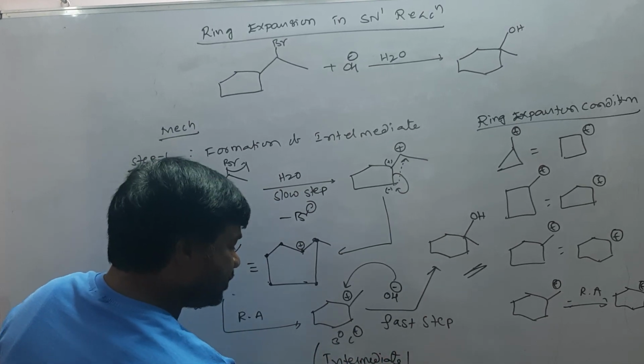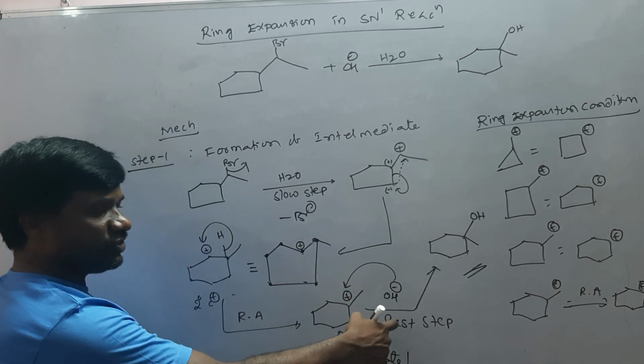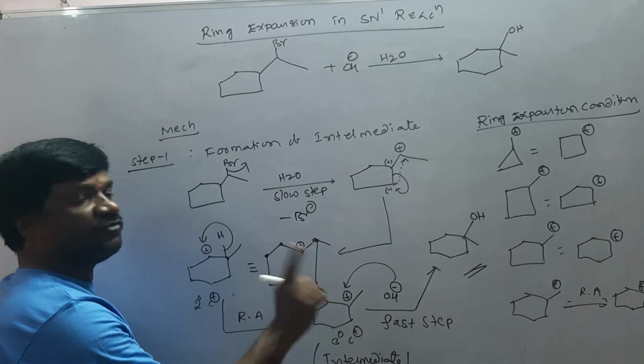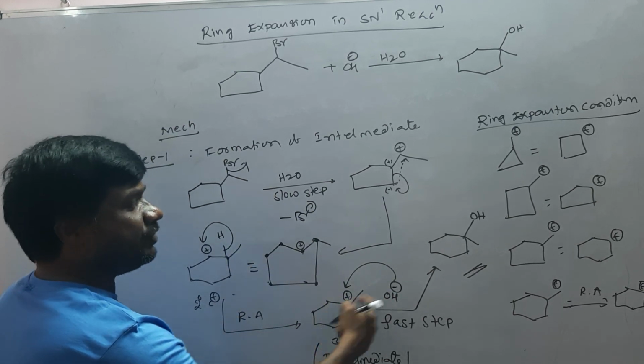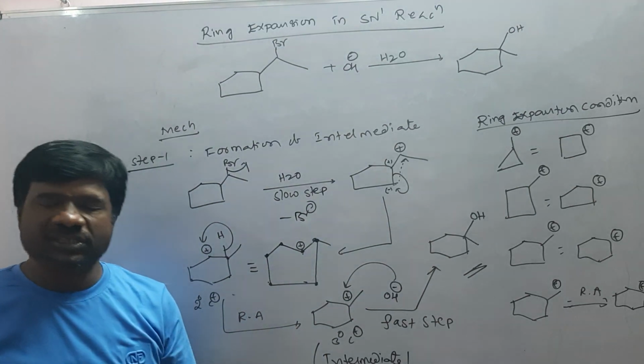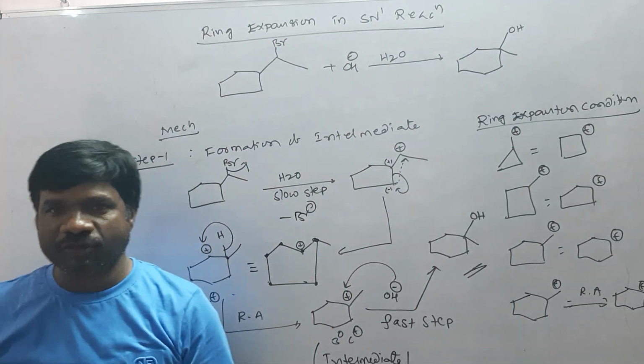Intermediate. Then this is a carbocation. Up to this point is the first step. Then OH minus attacks here, which is the second step. Then we get the final product. This is an SN1 reaction. Thank you.